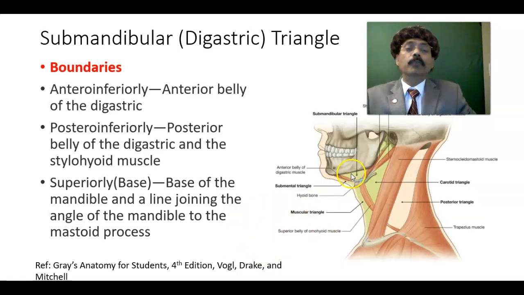Okay, we'll go through the submandibular triangle here. Anterior inferiorly it is bounded by the anterior belly of the digastric. Posterior inferiorly it is bounded by the posterior belly of the digastric and the stylohyoid muscle. The superior border or base of the submandibular triangle is formed by the lower part of the body of the mandible. We can also call it the base of the mandible, and an imaginary line drawn from the angle of the mandible to the mastoid process.